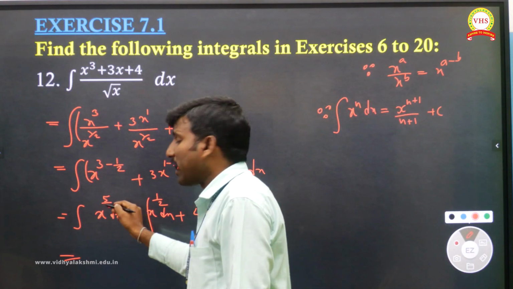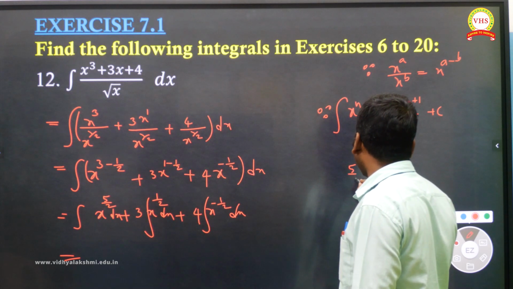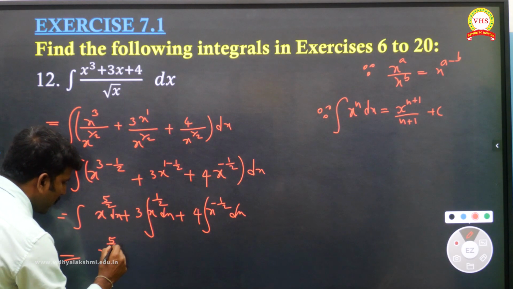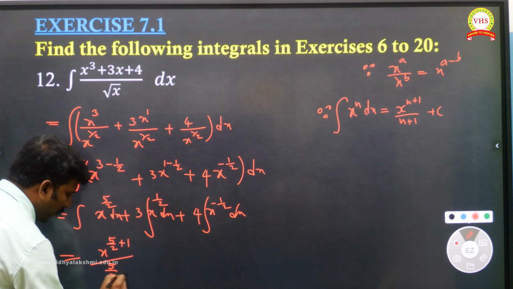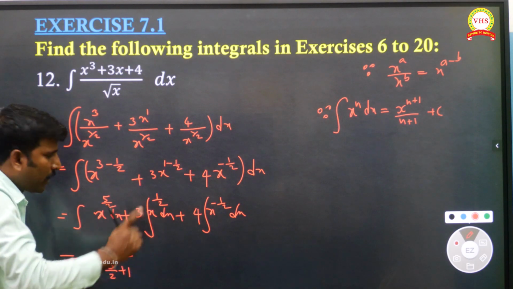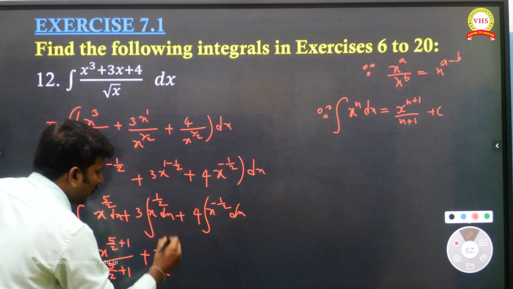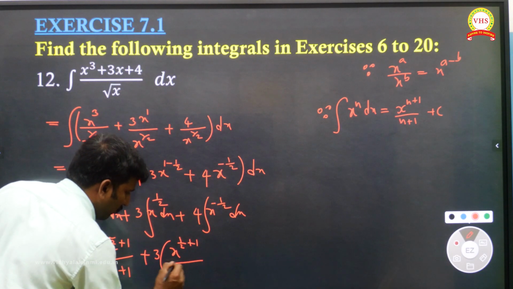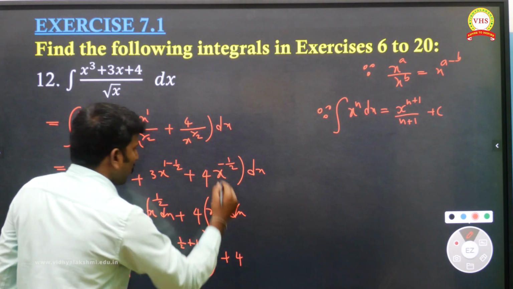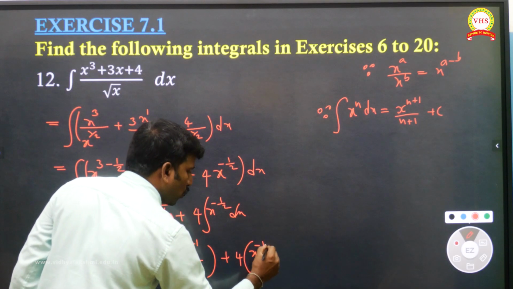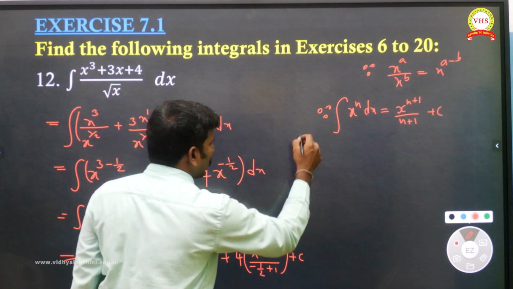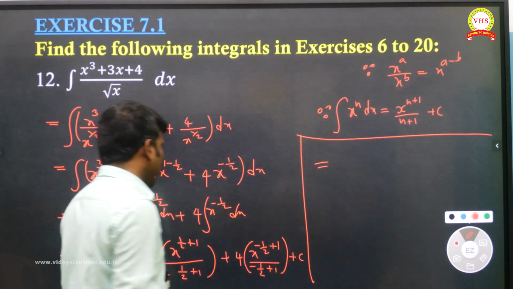Right, fine. Now 5 by 2 plus 1. I will write it directly, or else I will give one more step. So x power 5 by 2 plus 1 divided by 5 by 2 plus 1. Here n is 5 by 2, we are adding 1, and the same thing we are giving in the denominator. Don't forget. And there is a 3 here. In the same manner, x power 1 by 2 plus 1 divided by 1 by 2 plus 1. In the same manner we have here 4: x power minus 1 by 2 plus 1 divided by minus 1 by 2 plus 1, overall plus c. That's it.